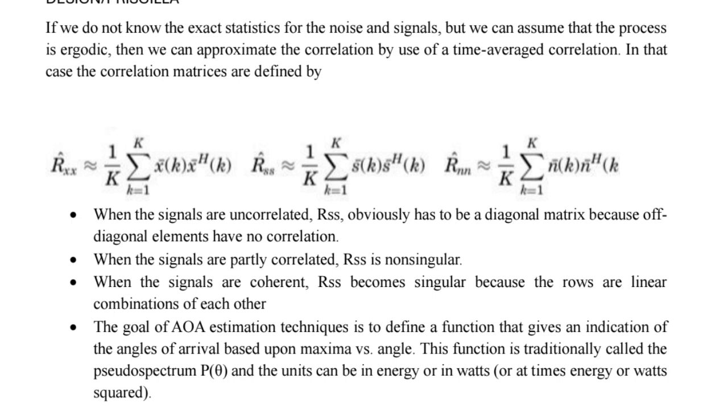The goal of AOA estimation technique is to define the function that gives an indication of the angle of arrival based upon maximum power versus angle. The function is traditionally called the pseudospectrum. That means we can define it as P of theta, and the units can be energy in watts.